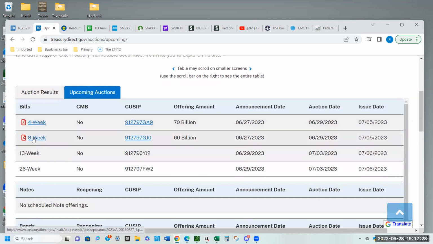Here are the 4 and 8 week auctions that we just talked about in Ameritrade. You can see that this is highlighted, so they're live. It's indicating that those are accepting orders. And you can also buy through treasurydirect.gov itself, but this is outside of your brokerage account. So if you want to use this money for buying power purposes, you need to buy within the brokerage account for that. But it's a great resource.